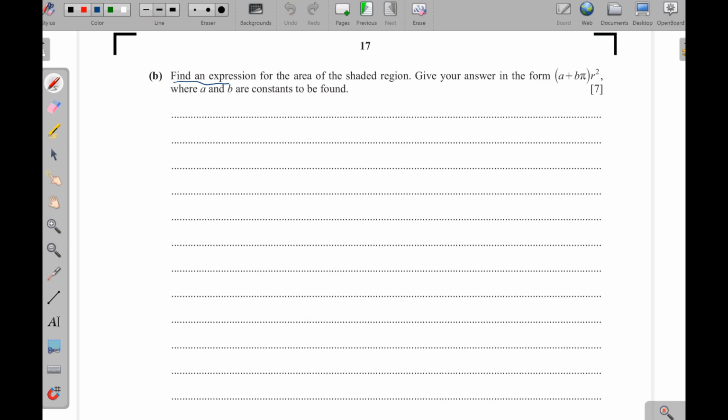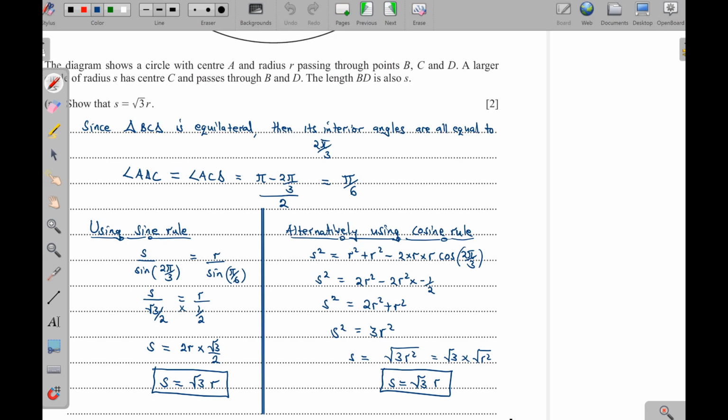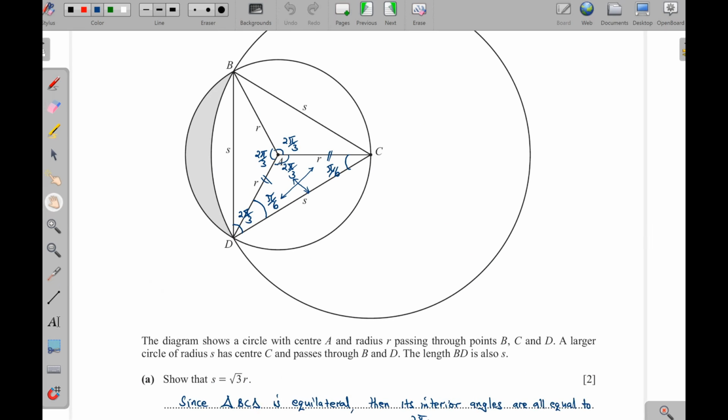Part B, find an expression for the area of the shaded region. Give your answer in this format here, where a and b are constants to be found. Now when we get back here, the shaded region is this one here. Okay, so this is what we are going to do here.